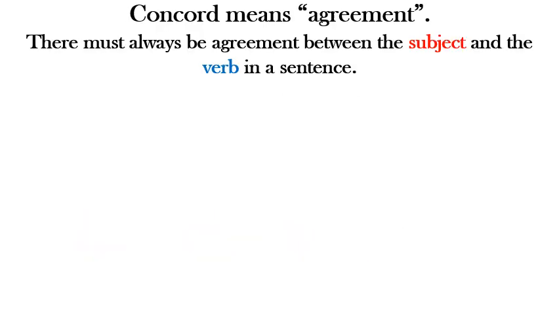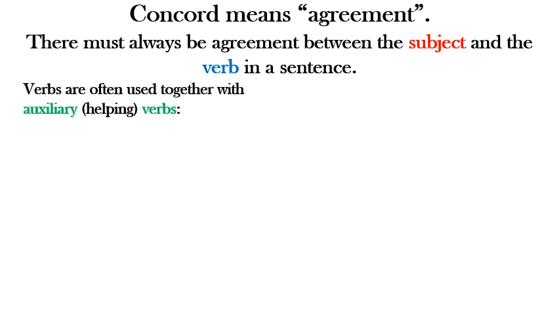Now the first thing to remember, Concord means agreement. There must always be agreement between the subject and the verb. I can't, for example, say that I are an English teacher, because that would be a very silly thing to say. I am an English teacher. But before we go into the details there, let's look at the auxiliary verbs.